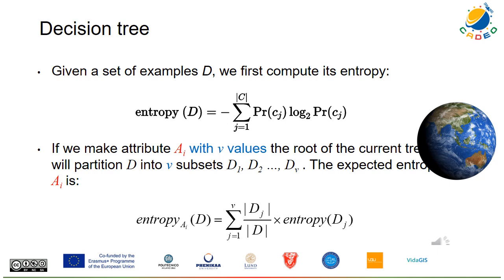The expected entropy for Ai can be calculated based on the second formula. The left side is the probability for each subset because we know the number of examples in each subset. We also know the number of examples in the whole dataset. So it means this number can be calculated. And next, we can further calculate the entropy for datasets D1, D2, and DV. Then we can get the entropy of the dataset for attribute Ai.